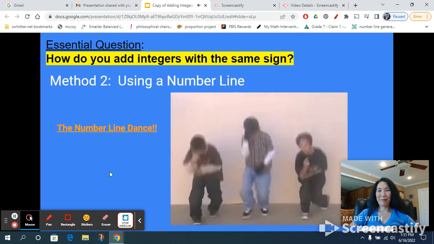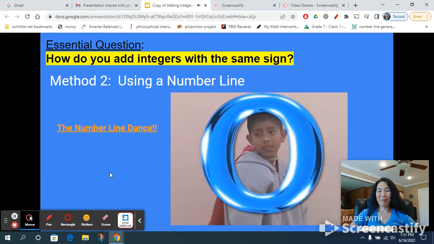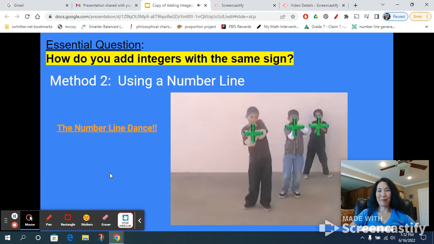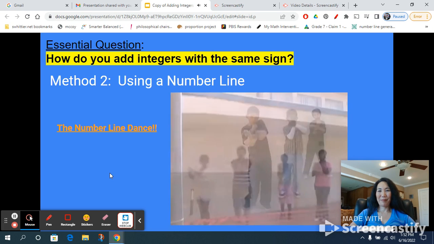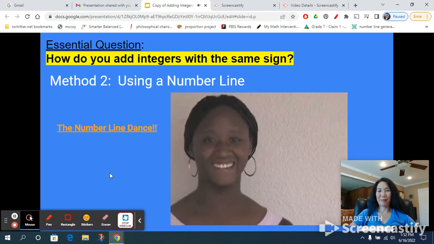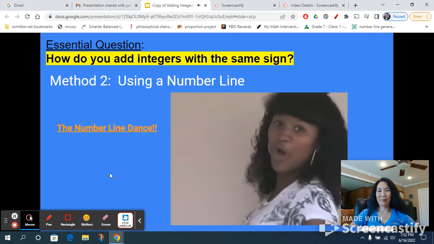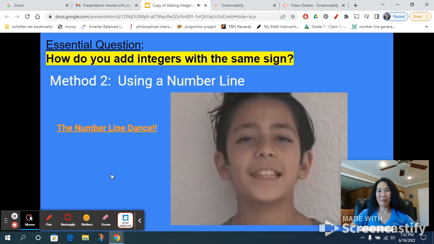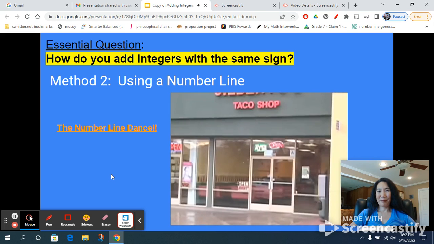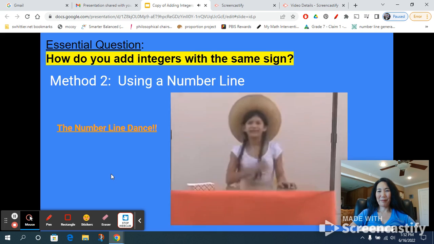Now the number line dance, it starts at zero. And when you do this dance, you're the neighborhood hero. Negative to the left, positive to the right. It's the number line dance, and I could dance all night. Oh yeah, you know, that's right. Let's go.